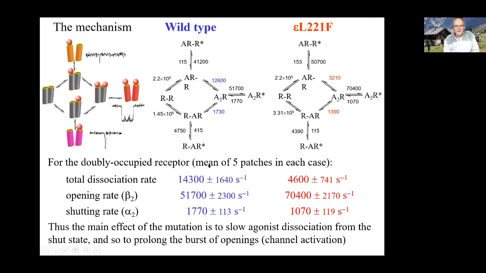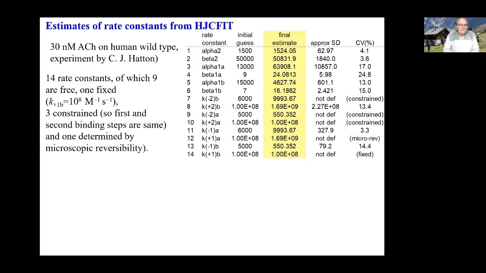We can summarize the results by saying that the total dissociation rate is 14,000. That's the sum of those two dissociation rates for the wild type, but it was only 4,600 for this mutant. The difference in the opening and shutting rates was smaller, so the main effect of the mutation is to slow agonist dissociation from the shut state. And we've achieved our objective of separating affinity and efficacy.